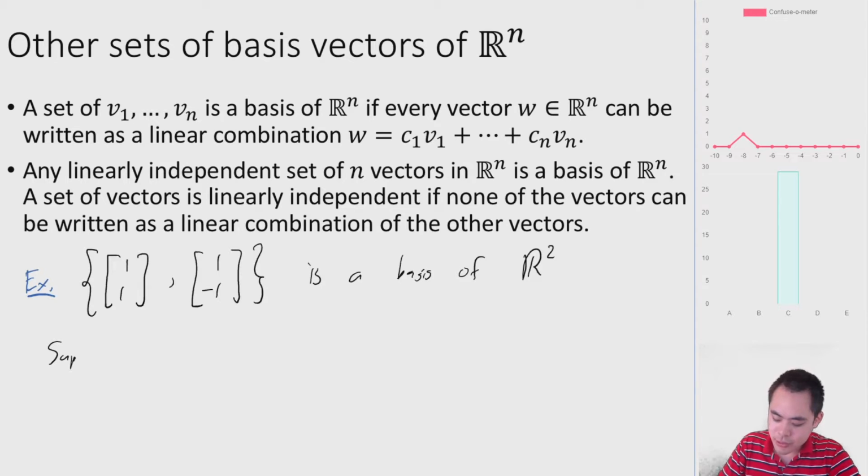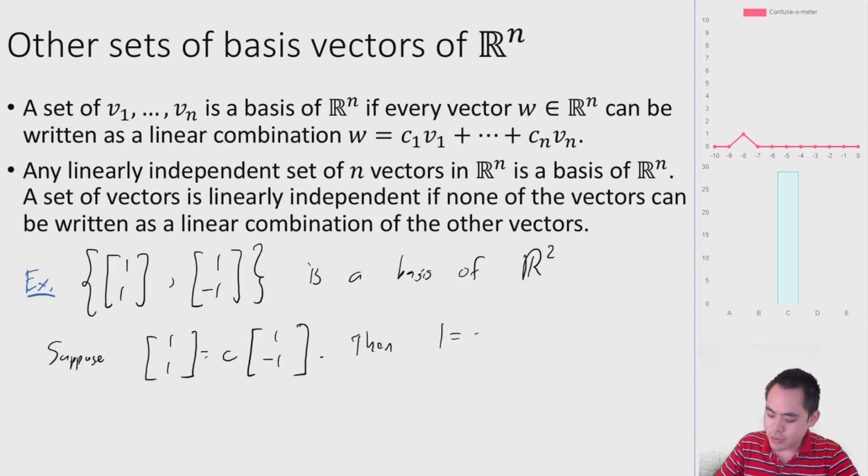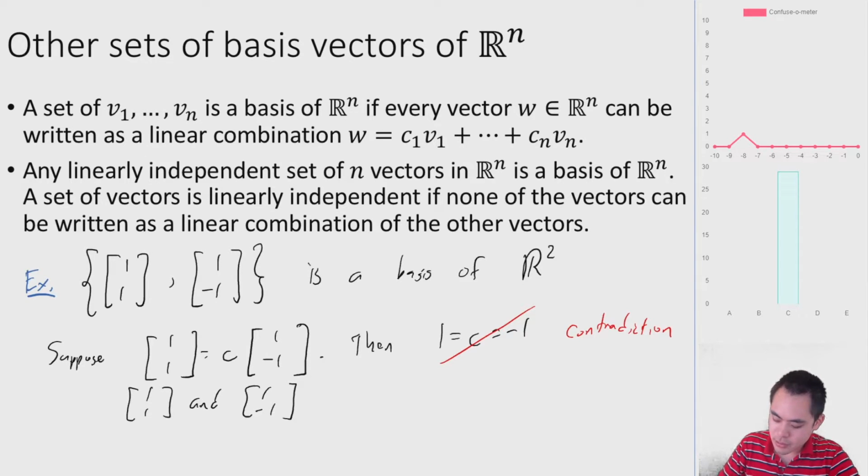Now, suppose that one of these you could write as a linear combination of the other. So that's (1, 1) equals C times (1, -1). Well, then 1 is equal to C and 1 is equal to -C, so C is equal to -1, which is a contradiction. And because this is a contradiction, (1, 1) and (1, -1) are linearly independent.